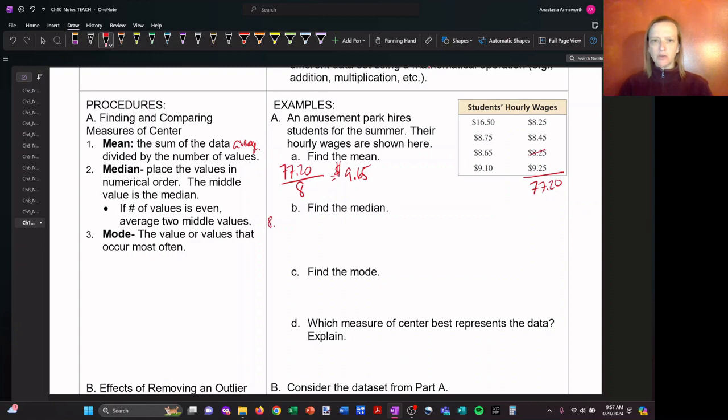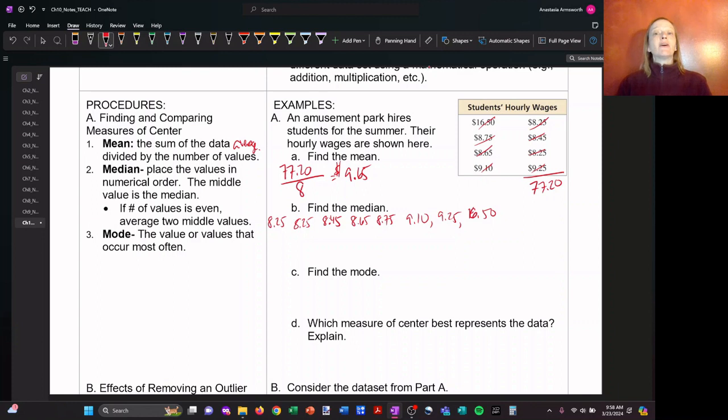So let's see, $8.25 is the lowest number. And there are a couple of those. And then 8.45 is next. You do list each 8.25 separately because the number appears twice. Then we've got the 8.45. Then 8.65 and 8.75. Then we've got $9.10, $9.25, and the $16.50. So we've used up all of those values now.